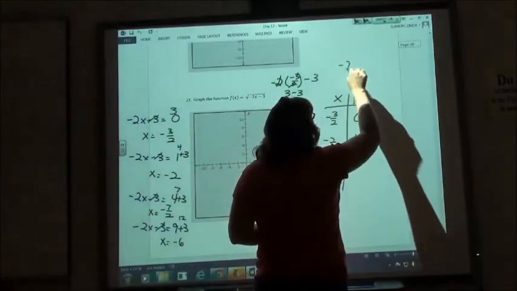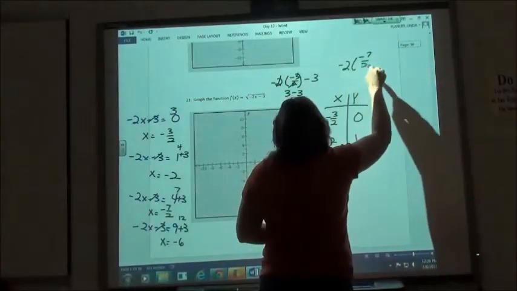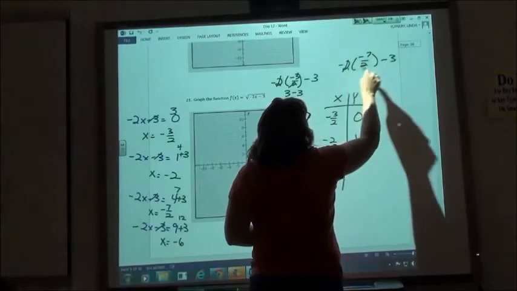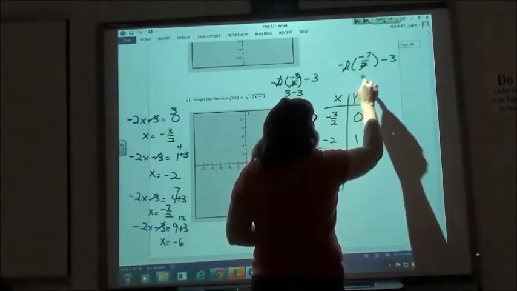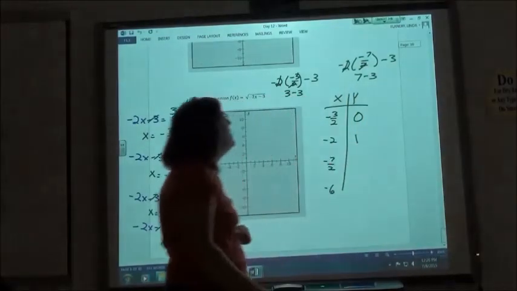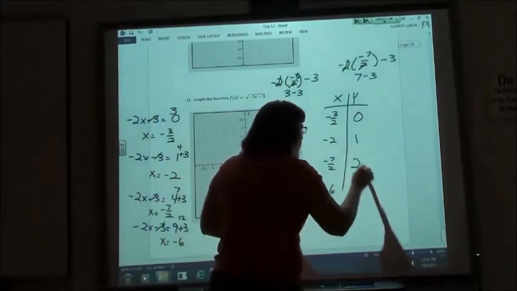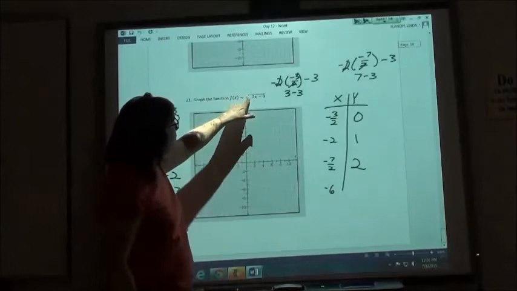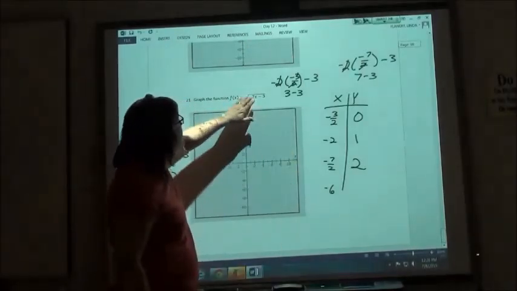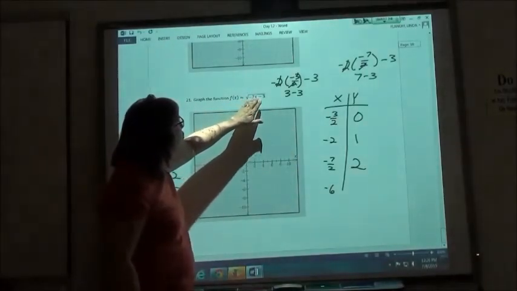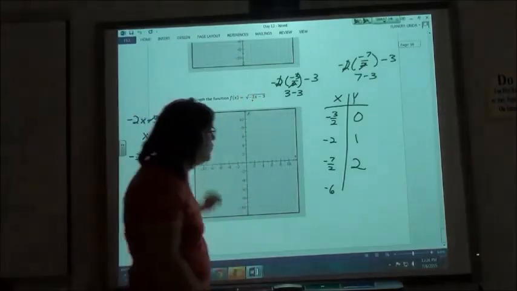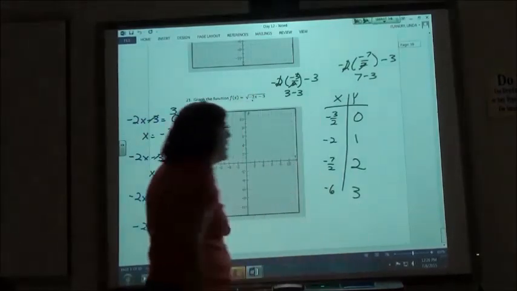Then I'm going to do my -2 times my -7 halves. The 2's again will cancel. A negative and a negative is a positive. So I get 7 minus 3, which is 4. The square root of 4 is 2. Then -2 times -6 is a positive 12. 12 minus 3 is 9. The square root of 9 is 3.